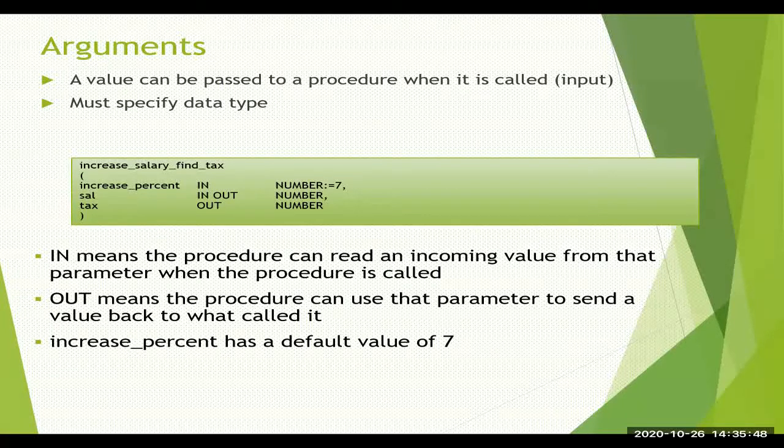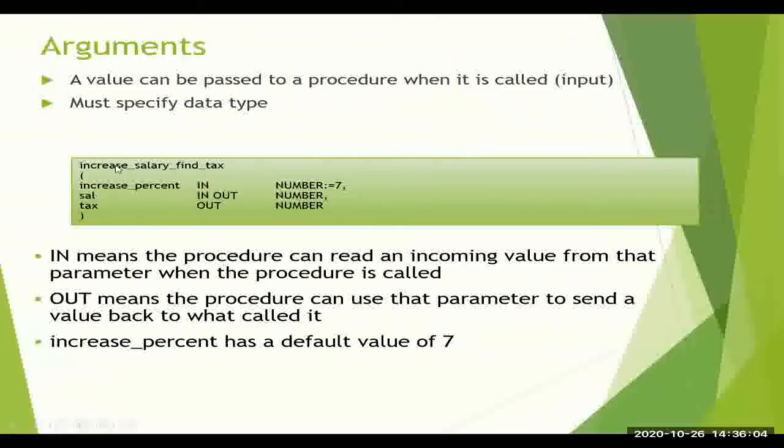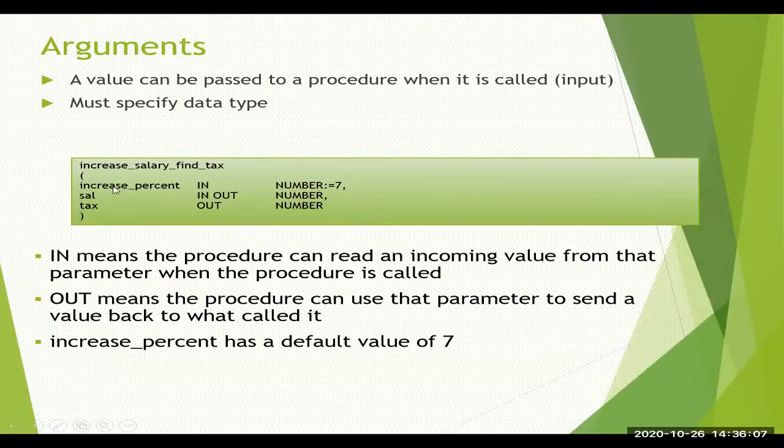Increase percent, sal, and tax are variables in this example. Increase salary, fine tax, is the name of the procedure. Increase percent is a variable, sal is a variable, and tax is also a variable. The mode of increase percent variable is IN. Sal is IN OUT, and tax is for OUT purpose. Here, increase percent variable has a default value 7. This is the style to give the default value to any variable. But OUT means the procedure can use the parameter to send a value back to what called it. You should remember it.